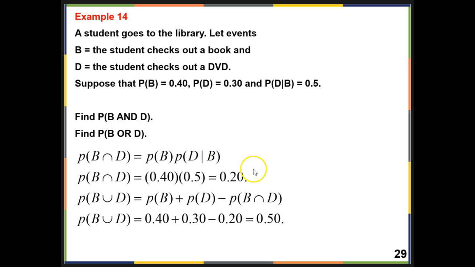And so we're going to use our equation here, and it's 0.4 times 0.5, and that's 0.20 is the probability that the student would check out a book and a DVD. And then if we look at the probability of B or D, we're going to plug that information into the equation, and we get 0.5. So the probability that a student will check out a book or a DVD is 0.5 or 50%.